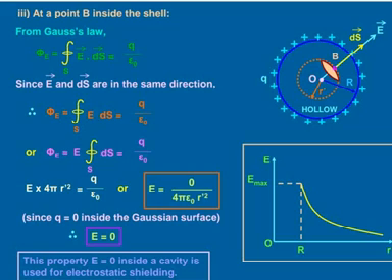So E is equal to 0, and because E is 0 inside, it will again act as a cavity for electrostatic shielding. The graph is shown. The maximum electric field intensity is on the surface. We have calculated it as sigma upon epsilon naught. From 0 to capital R, it is 0. At R, it is sigma by epsilon naught. And after that, it will be inversely proportional to r square.